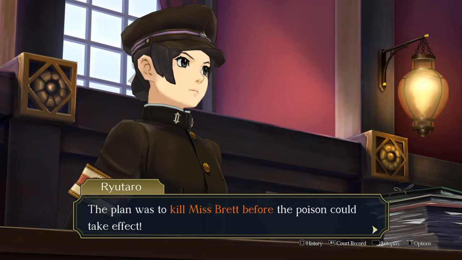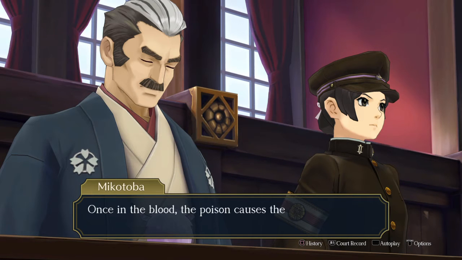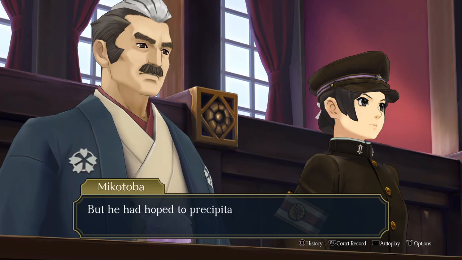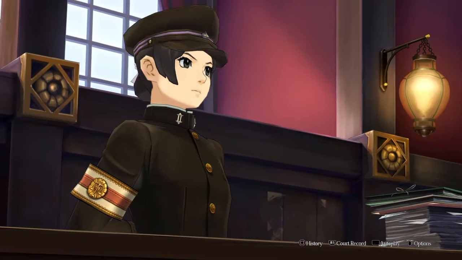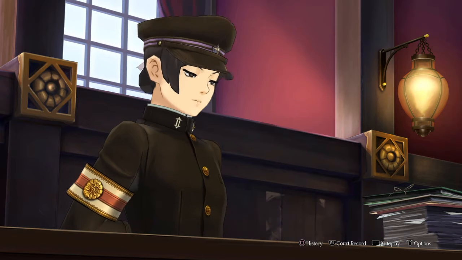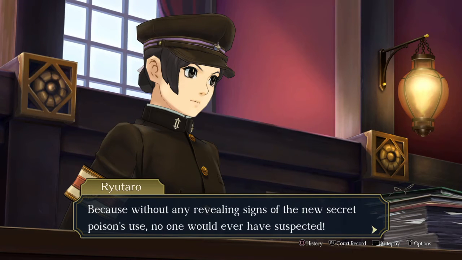The plan was to kill Miss Brett before the poison could take effect. Once in the blood, the poison causes the onset of pupil constriction. But he had hoped to precipitate the victim's death before that happened, hadn't he? Exactly. Because without any revealing signs of the new secret poison's use, no one would ever have suspected.